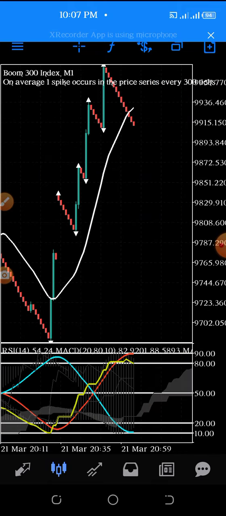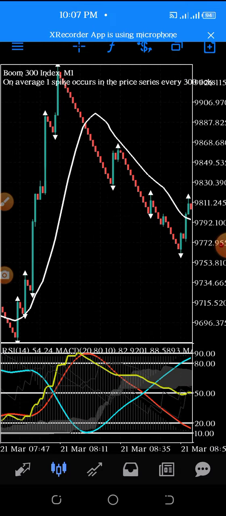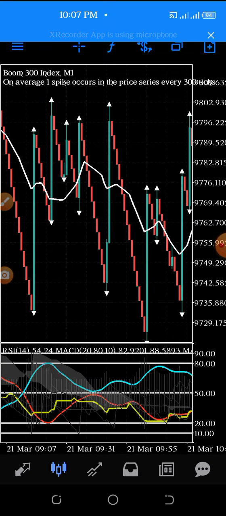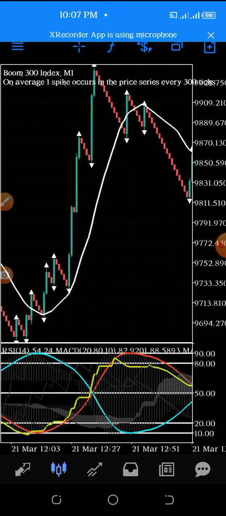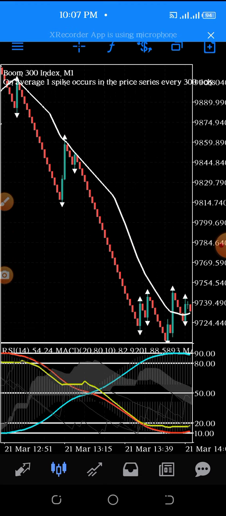As you are viewing this chart now, this is a Boom 300 index, and this is 1 minute time frame. What is support and what is resistance? Because you have to understand support and resistance before you know how to draw them and where you are expected to draw them.